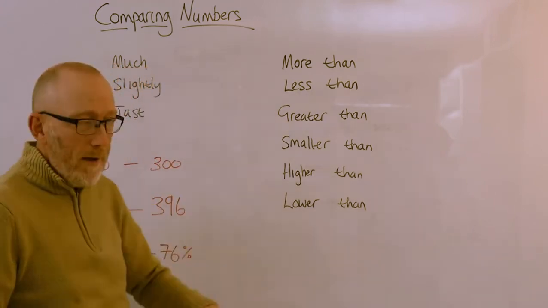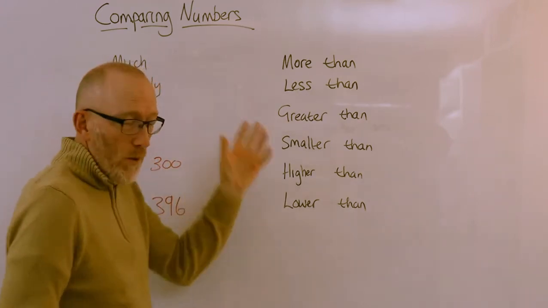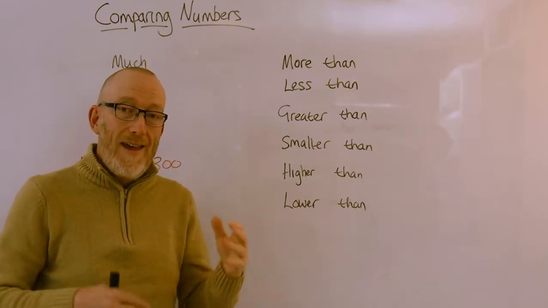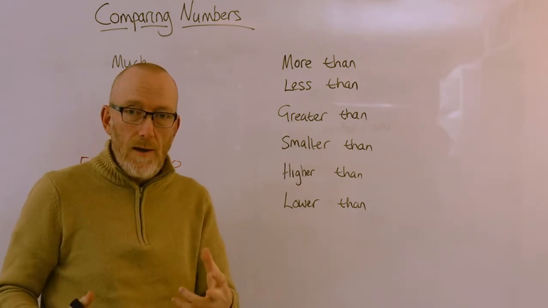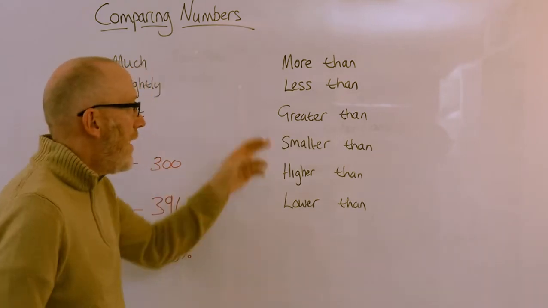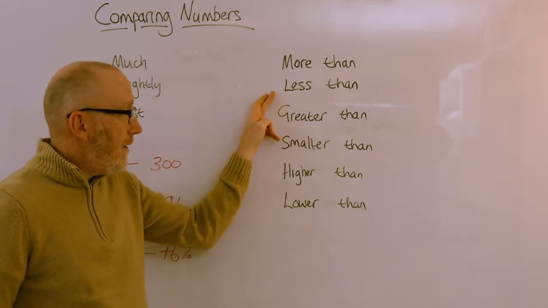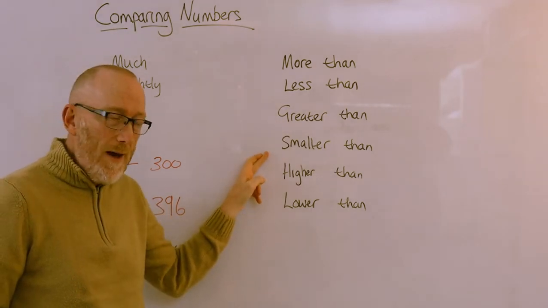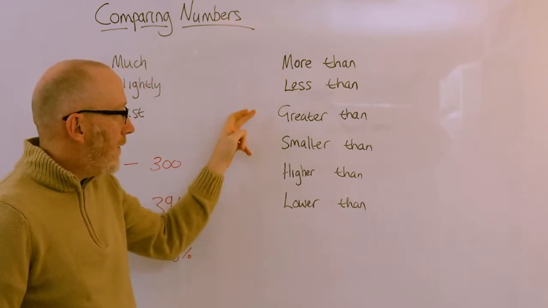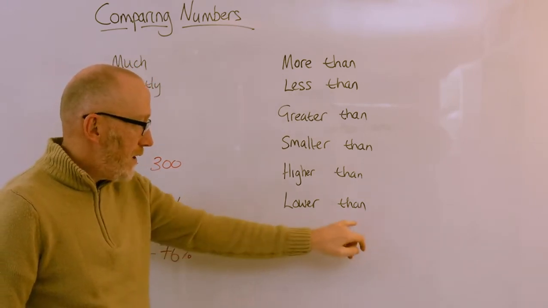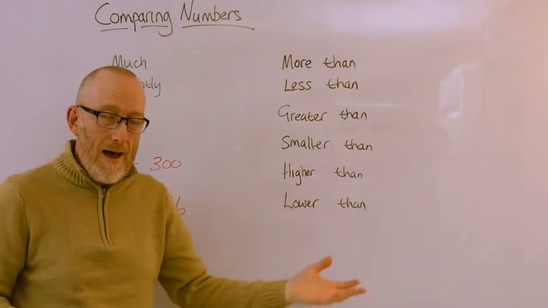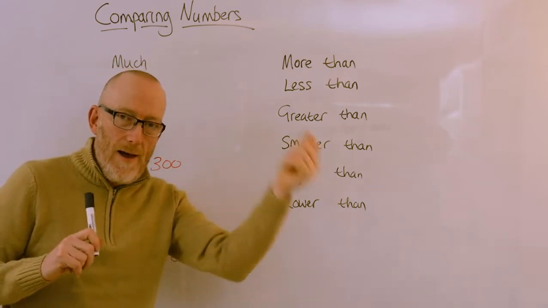Okay, so I've got here probably some standard words and phrases that you're probably already familiar with, which you can use very easily, very efficiently and very effectively to compare numbers. So we have more than, less than, greater than, smaller than, higher than, lower than. Yeah? More, less, greater, smaller, higher and lower. Each of them is followed by than. When we are comparing, when we're using these, we have to use than. This number is higher than that number.